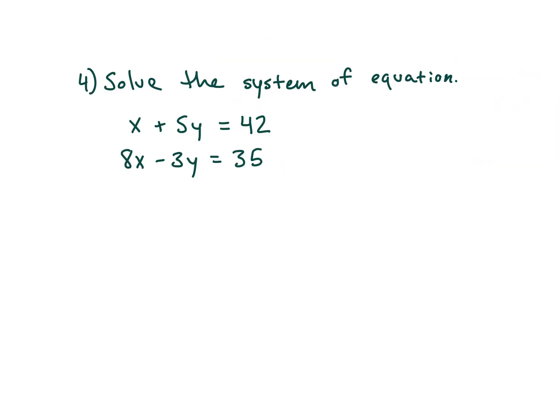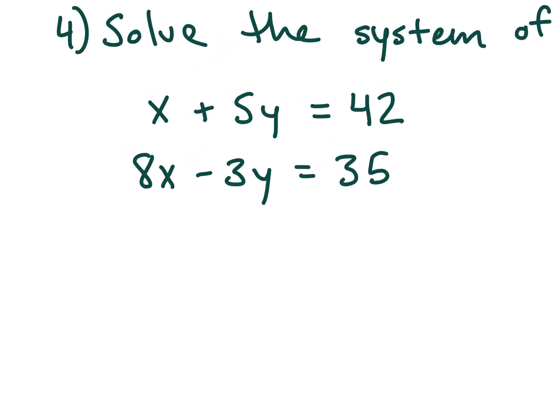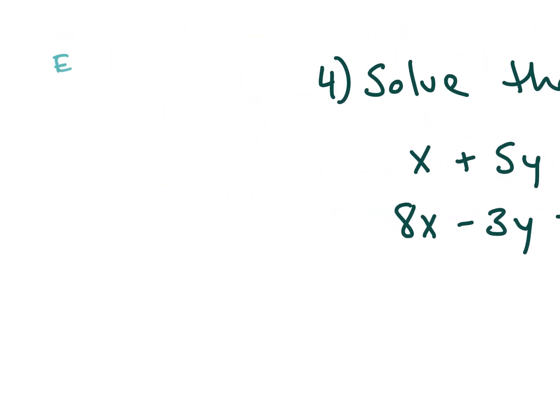So 4 says solve the system of equation. So we can solve however we want. If you want to solve using substitution or elimination, up to you. What do you want to do here? Sure, we can do elimination. If we do elimination, we need the same number but opposites. So I would need like a 3x and a negative 3x, or a negative 8y and a positive 8y. So same number but opposites to cancel each other out.